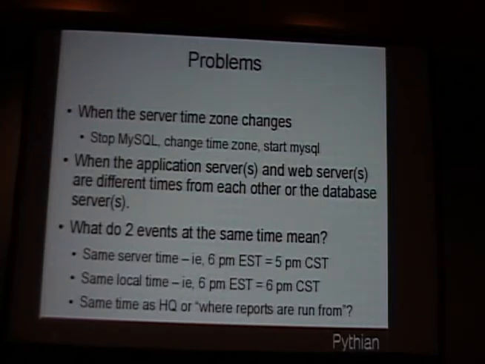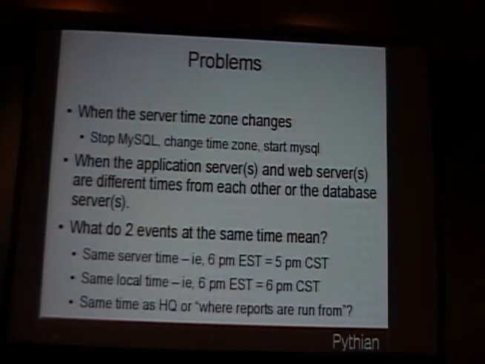And what do two events at the same time mean? Is it the same server time? So 6 p.m. Eastern time equals 5 p.m. Central time? Is it the same local time? So 6 p.m. Eastern time equals 6 p.m. Central time? Should it be the same time as headquarters? Should it be the same time as where reports are run from?